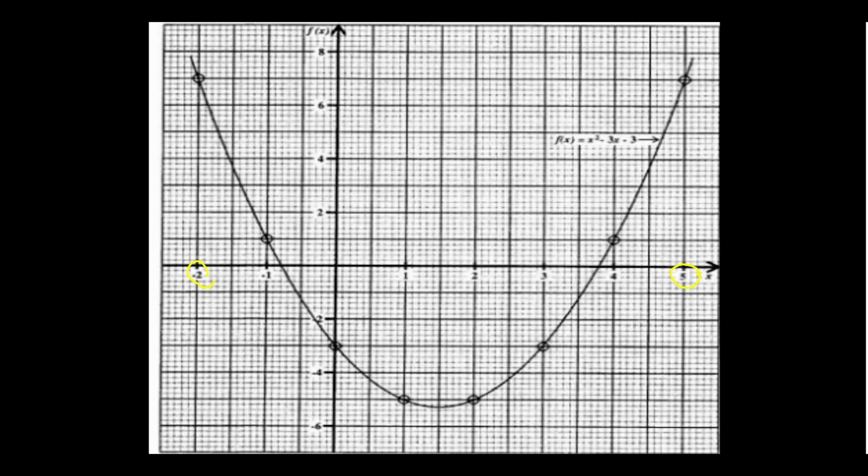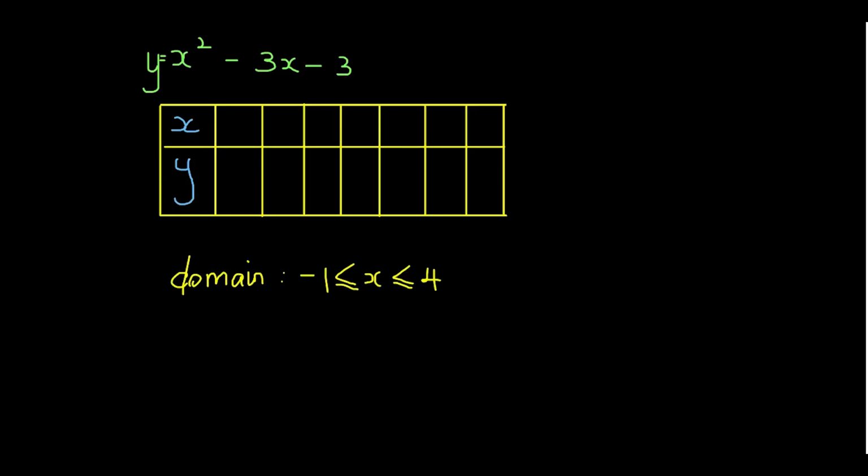So that's right. That means I need to adjust the domain that I have written here. So the actual domain for f of x is from -2 to +5. So now that we have the correct domain, we're going to just fill in our table. We're going from -2 all the way to +5.